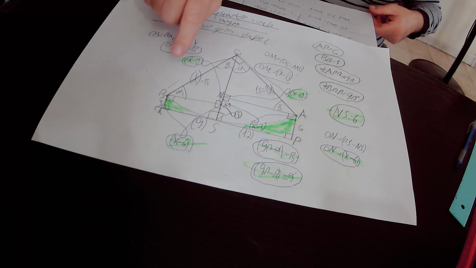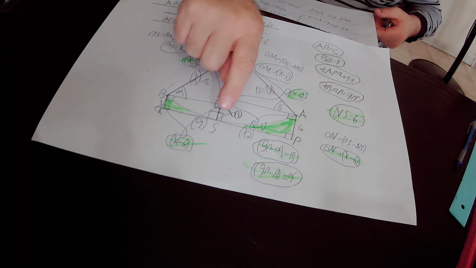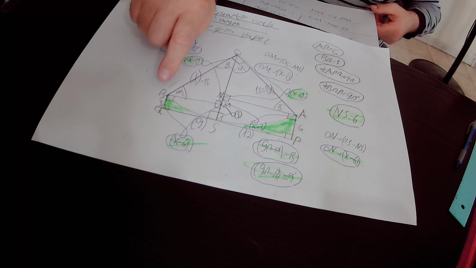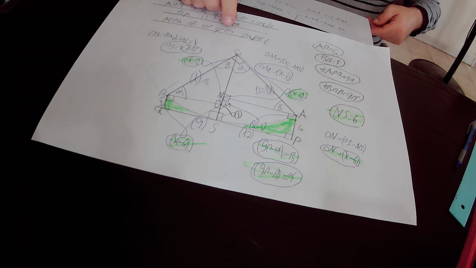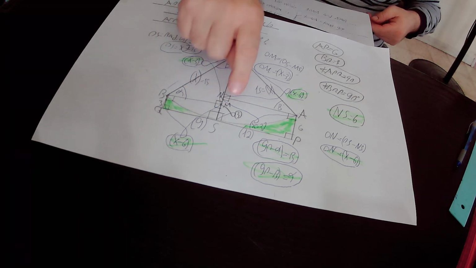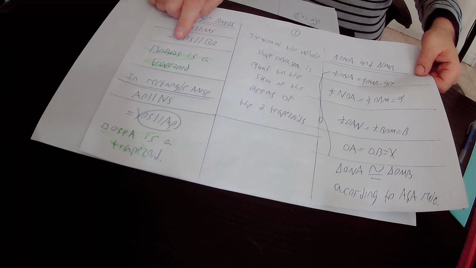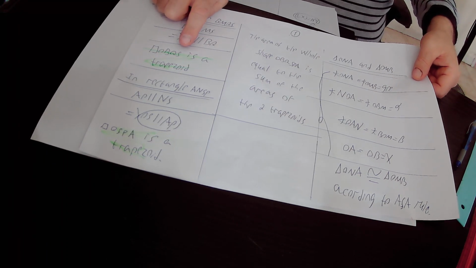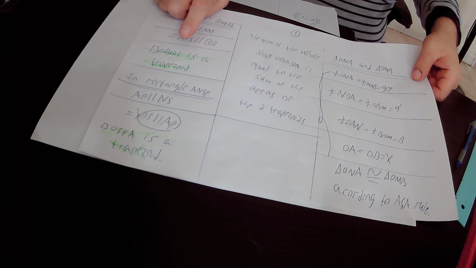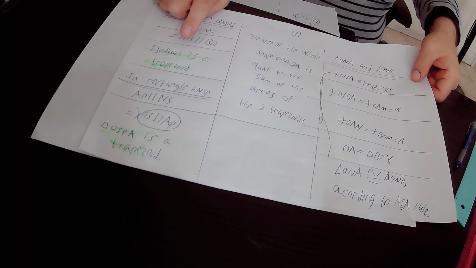So in quadrilateral OBQS, side OS is parallel to the opposite side BQ. And for that reason, quadrilateral OBQS is a trapezoid, because it has one pair of parallel sides. And the definition of a trapezoid is a quadrilateral with one pair of parallel sides.